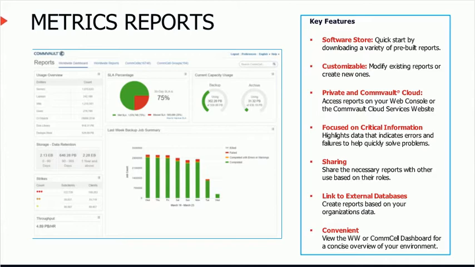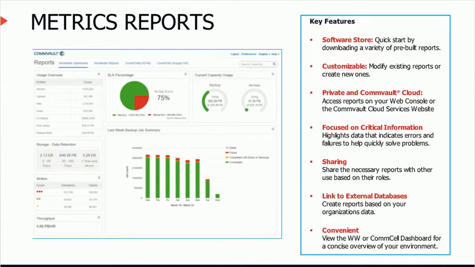Metrics reports provide powerful, interactive, web-based reporting functionality. Metrics reports also allow you to monitor one or more CommCell computers from a single location. Private metrics reporting offers a way for you to download the latest reports from the software store and host metrics reports in your own network.